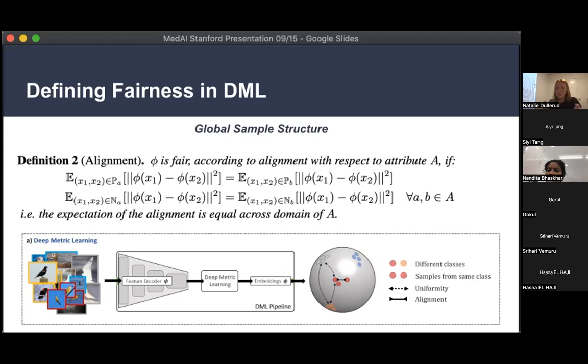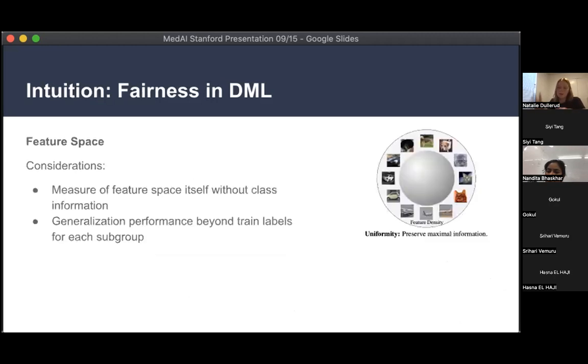So we instead use expectation. To measure this, we can look at the empirical means of these values and then look at the gaps between subgroups. Finally, we turn to a more abstract definition, which is feature space characterization. Previous works have shown that various concepts of uniformity over the hypersphere embedding are highly correlated with generalization performance, and it characterizes the feature space really nicely.